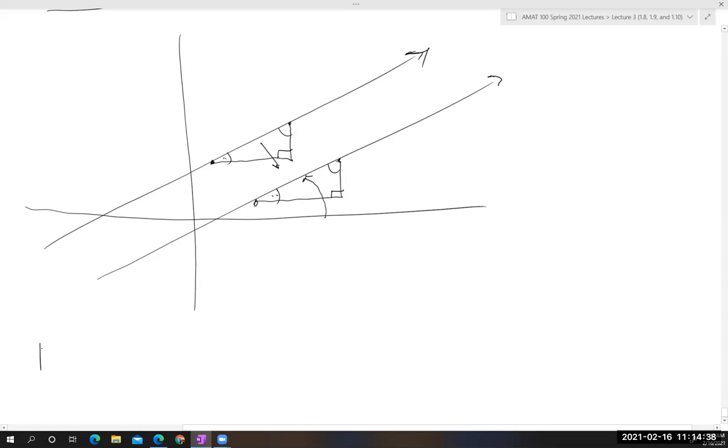So for parallel lines, we have 2 non-vertical lines, such as we have here.